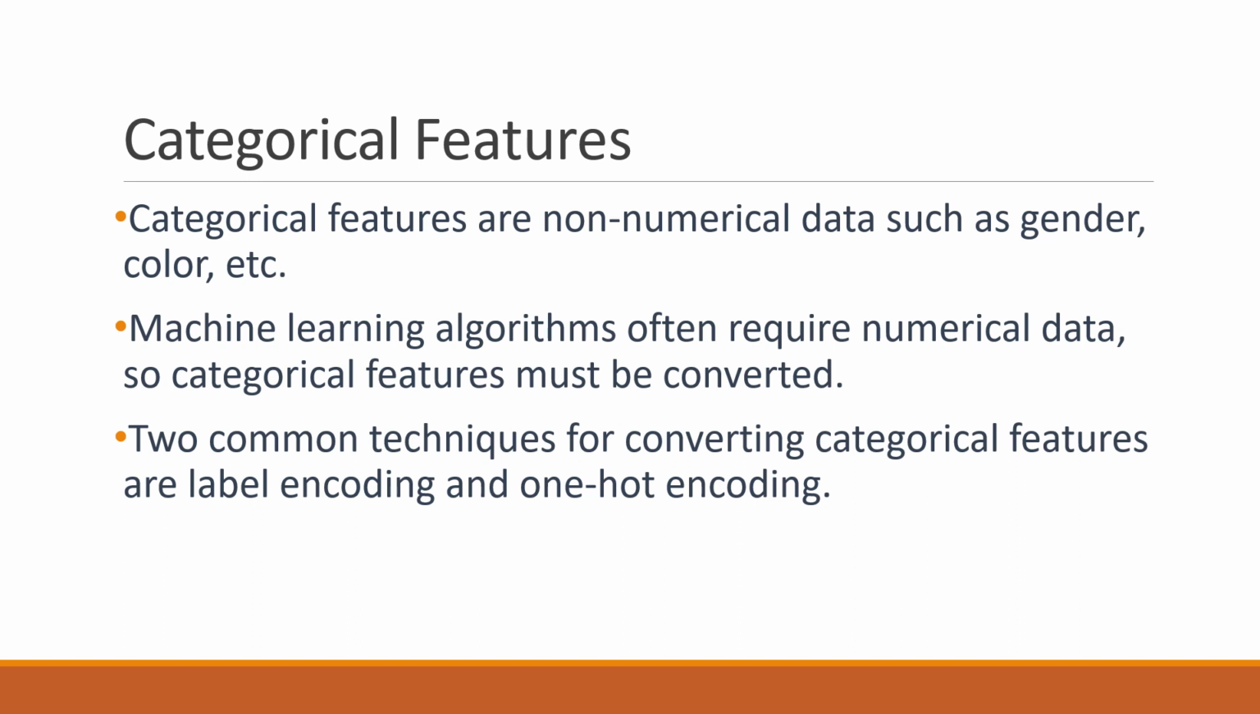Categorical features are non-numerical data such as gender, color, or any other characteristic that cannot be quantified in numerical terms. Machine learning algorithms often require numerical data, so categorical features must be converted to numerical format to be used in these algorithms. In this tutorial, we will discuss two common techniques for converting categorical features, label encoding and one-hot encoding. By the end of this tutorial, you will have a good understanding of these techniques and be able to use them in your own data processing tasks.